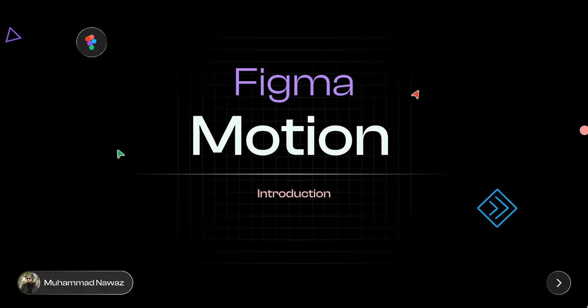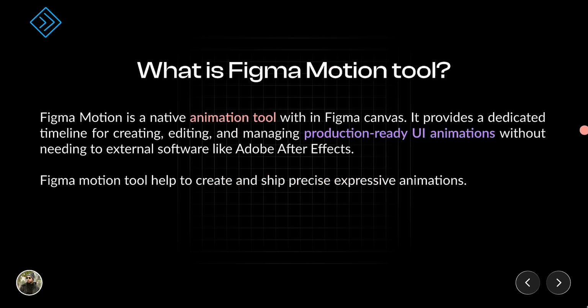So this is our first Figma Motion lecture, related to introductions. First of all, we will learn about what the Figma Motion tool is. Figma Motion is a native animation tool within the Figma canvas. Recently, Figma has introduced this feature in Config 2026. So within this tool, you can create, manage, and edit production-ready UI animations.